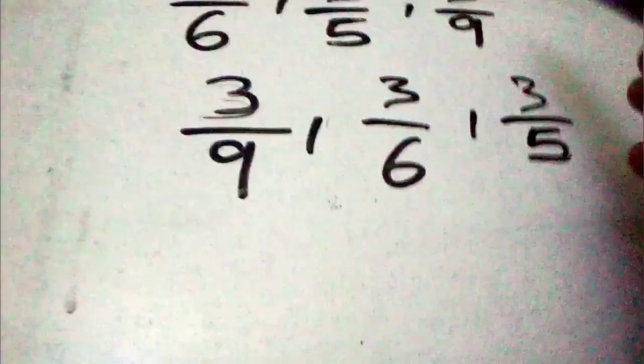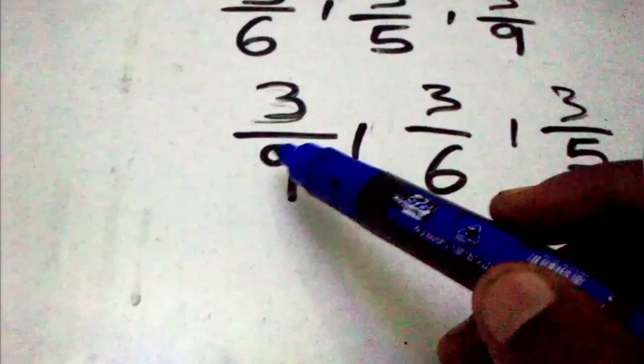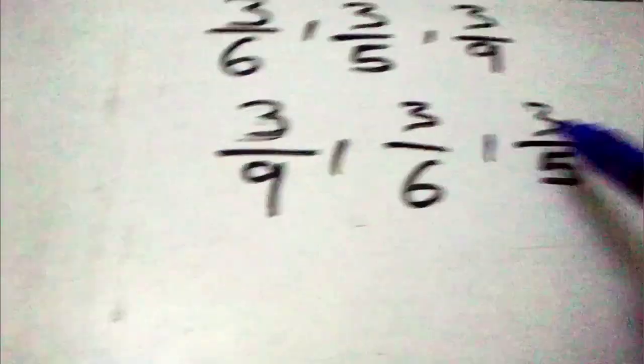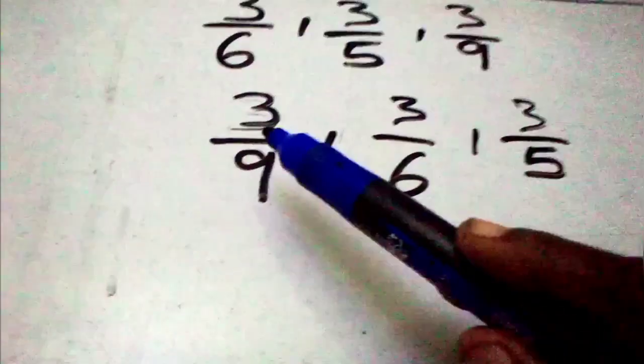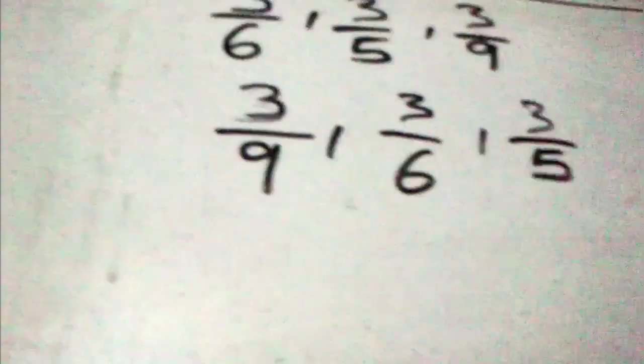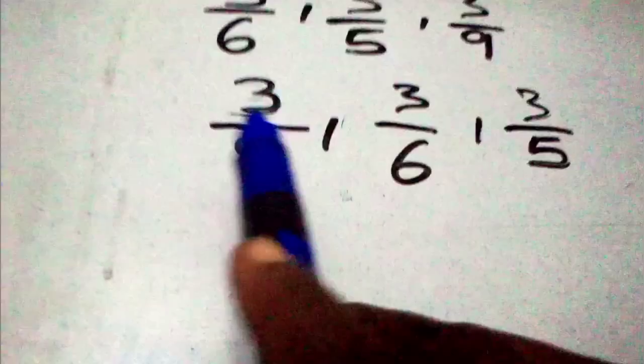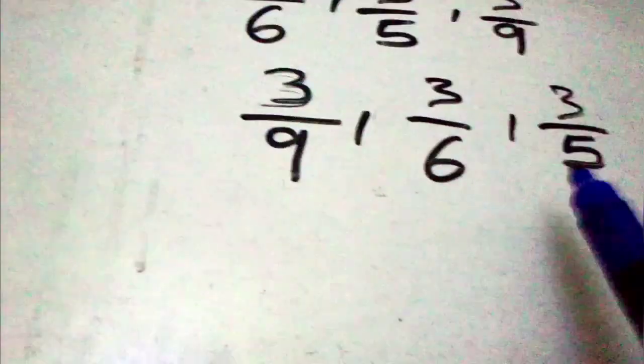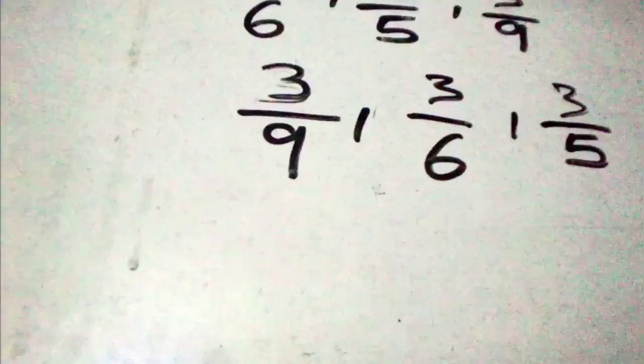So when you look at this, it is in ascending order. This is the smallest, while this is the biggest. So when the numerators are the same and you want to compare the fractions, look at their denominators. The biggest denominator shows the smallest fraction, while the smallest denominator shows the biggest fraction.